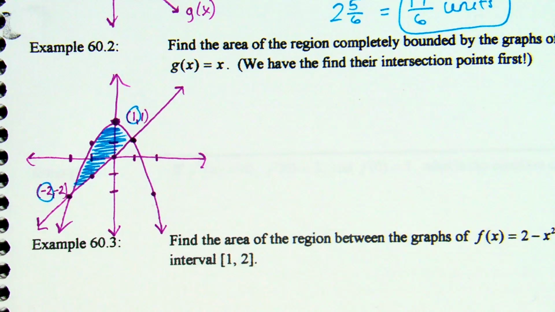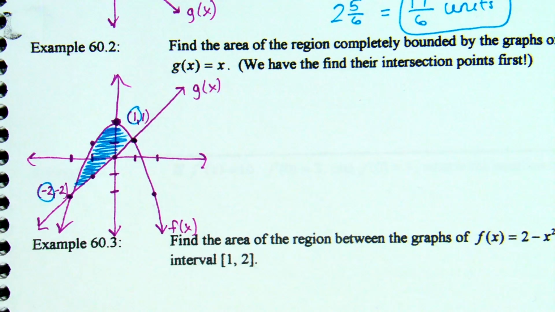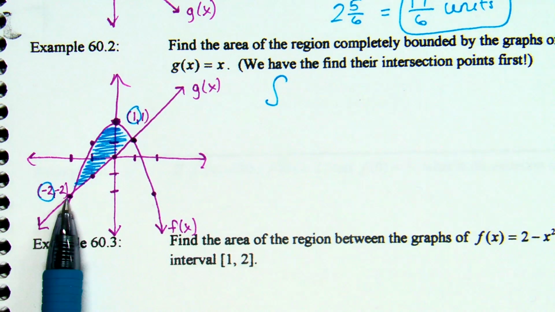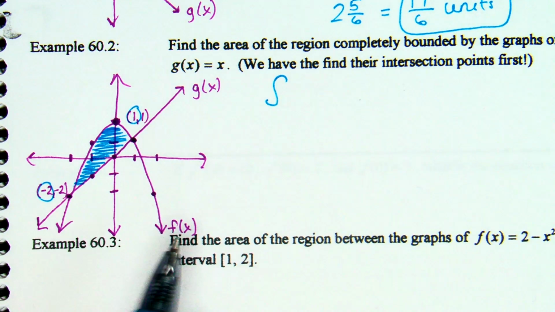Okay. And I guess the only other thing I can really label is that this equation was g of x. This equation happened to be f of x. Okay. So, the integral. From what to what? What are my boundaries? Okay, so from -2 on the left to 1 on the right. Your boundary should read left to right. So from -2 to 1.